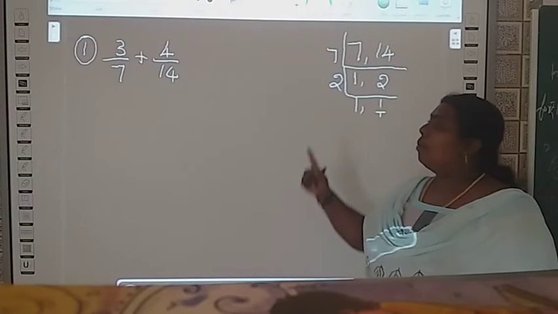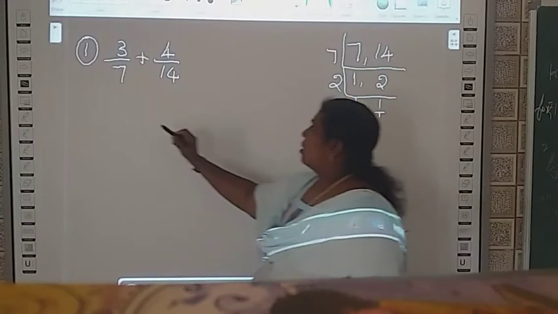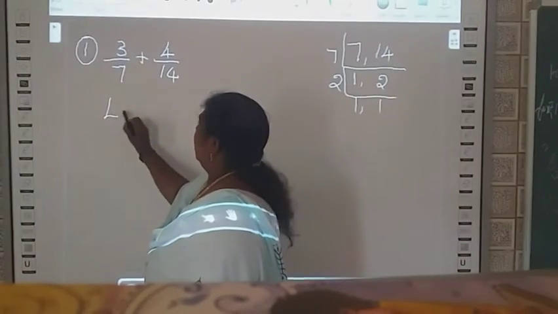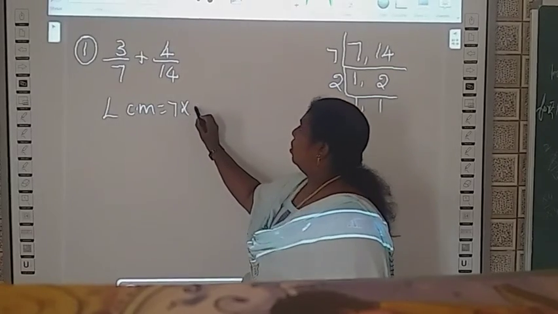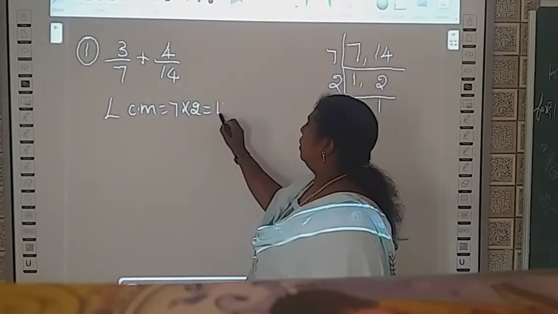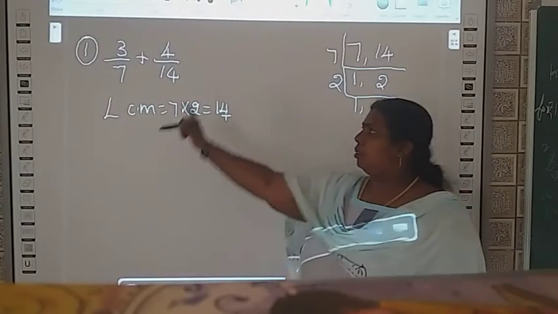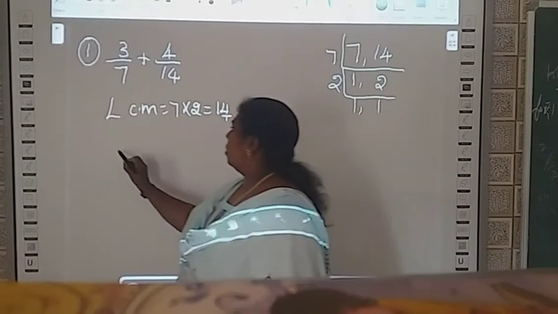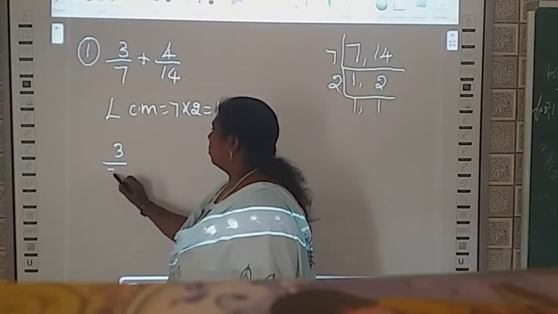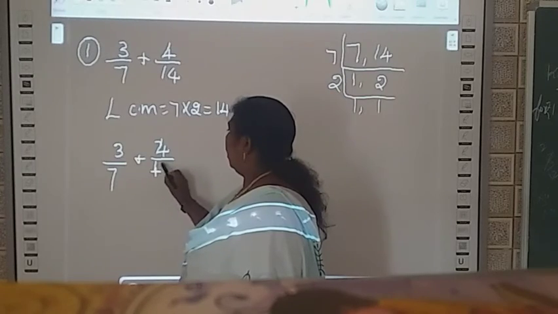Next step, what is the next step? Next you have to multiply the numbers, right? 7 and 2. LCM equals 7 times 2. 7 times 2 equals how much? 14. LCM is 14. Now you have to change the denominators to 14. The fraction is 3 by 7 plus 4 by 14.